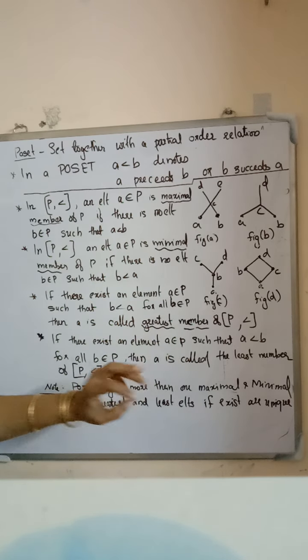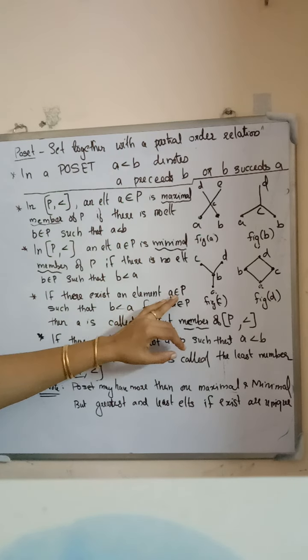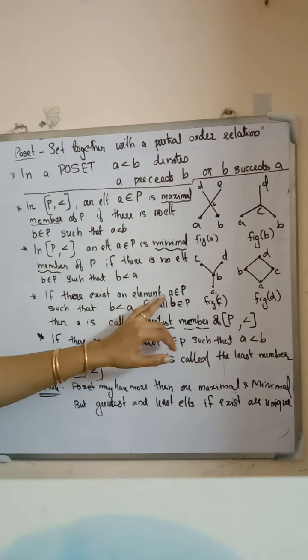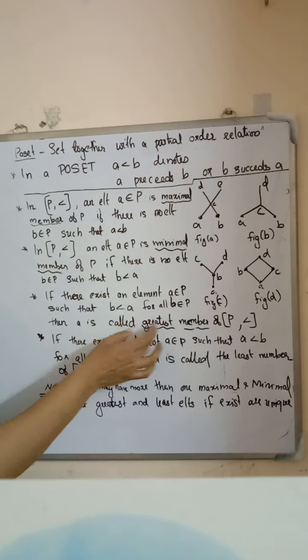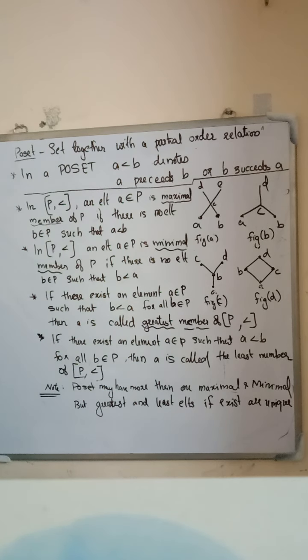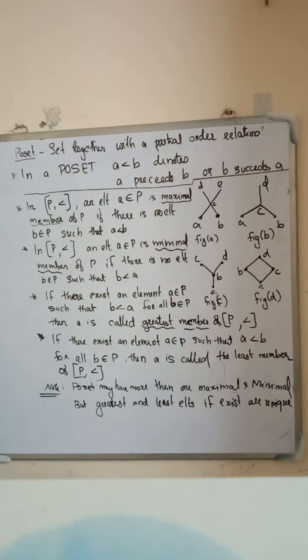Existence of the greatest member may happen or may not happen, but if it exists, then that member is unique. If there exists an element A in P such that B is less than A, that is the greatest member. By the word itself, it means that it is the greatest one. In the first figure, which one is the greatest?